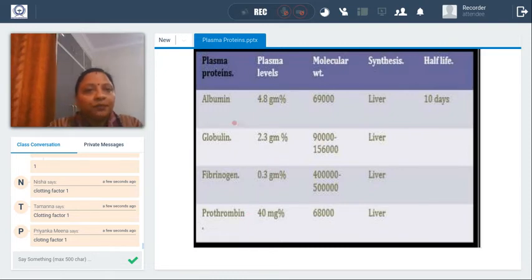So this is a summary of important plasma proteins: albumin, plasma levels, so plasma concentration, molecular weight. So fibrinogen, here you can see 69,000, globulin you can see here, and fibrinogen has the maximum or higher molecular weight. They are all synthesized in the liver. Albumin half-life is 20 days in humans. Please correct this half-life.